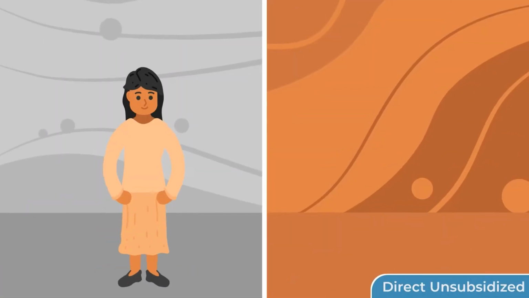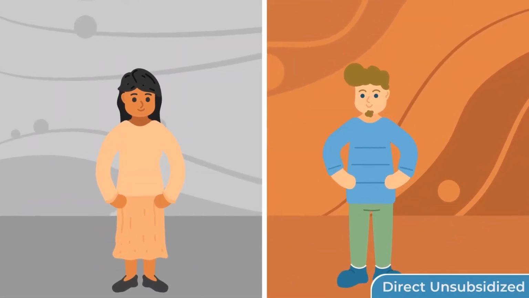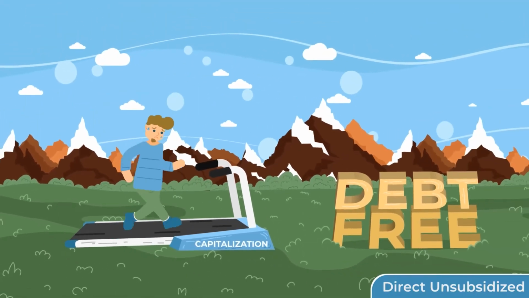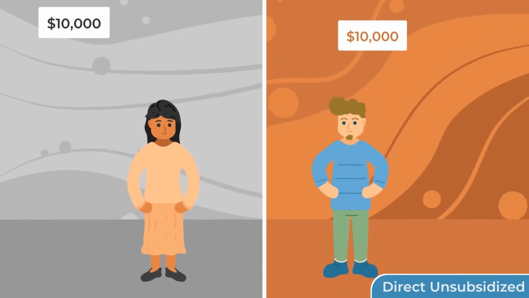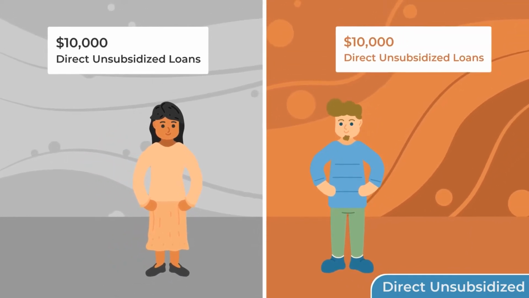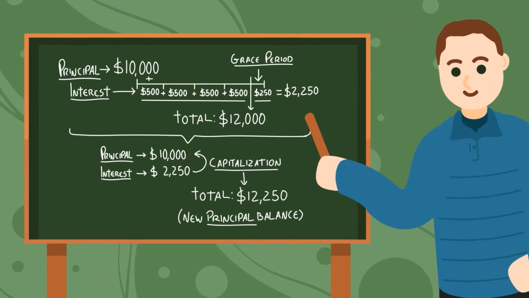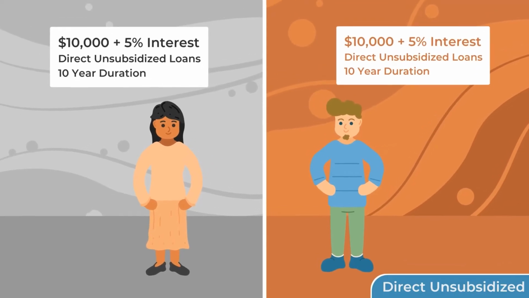Let's bring back Cheyenne and Dan to take a quick detour to demonstrate the financial impact of this capitalization using an example loan. Both took out $10,000 of direct unsubsidized loans. Let's change their interest rate to 5% to match our example above, and say they both had a 10-year duration.